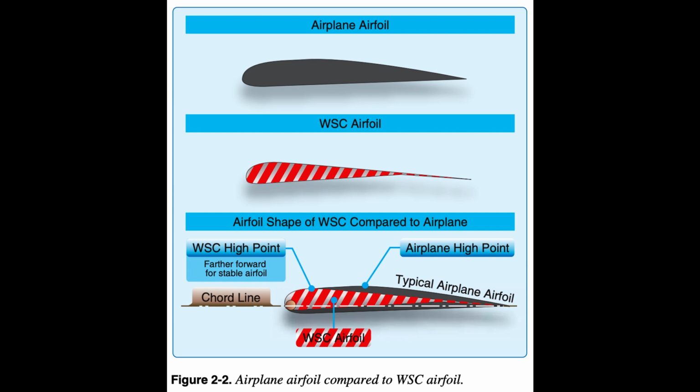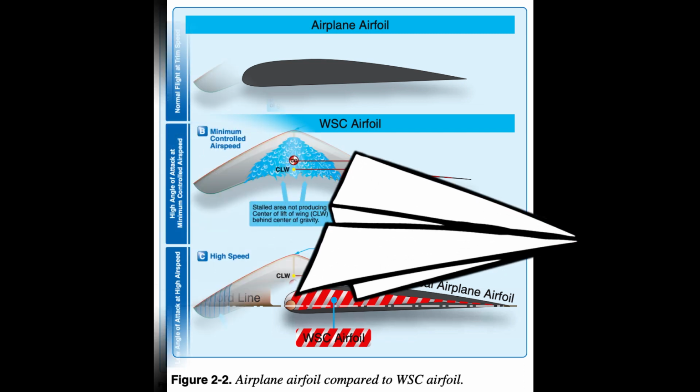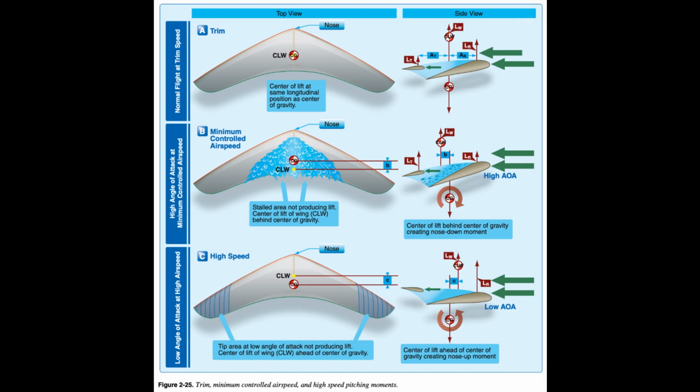To understand the WSC aircraft pitch stability and moments, examine the wing as two separate components: root chord and tip chord. Trim, normal stabilized flight. In Figure 2.25A, during normal unaccelerated flight at trim speed, the lift at the root, LR, times the arm to the root, AR, equals the lift of the tip, LT, times the arm to the tip, AT.